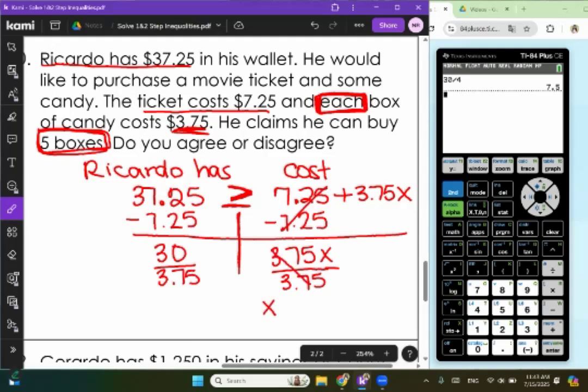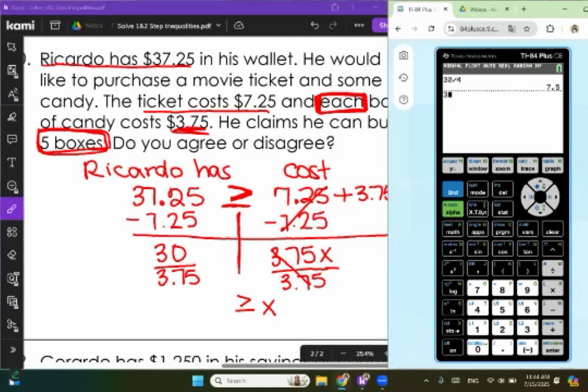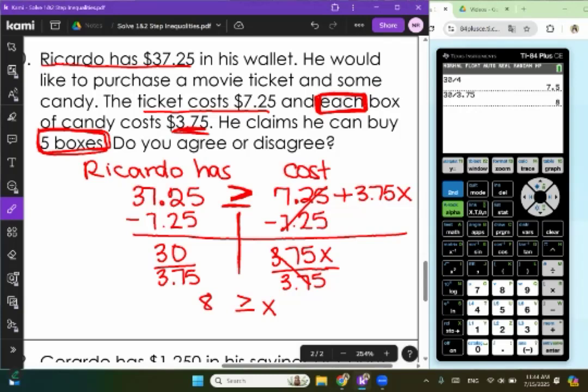Remember, solve straight down. We're dividing by a positive number, so we don't have to flip. Okay, 30 divided by 3.75 will give us 8. Now because our answers need to have the variable in the front, what do we need to do? We need to flip it. So our actual answer is x is less than or equal to 8. That means he can buy 8 boxes or less. He can purchase up to 8 boxes.